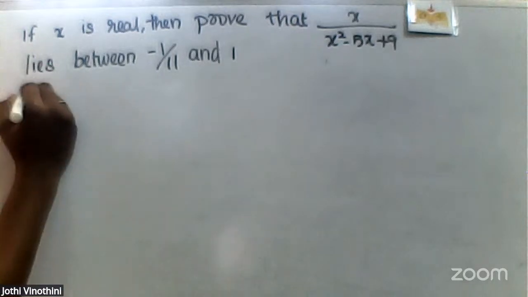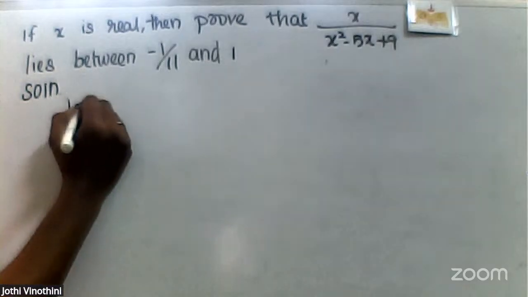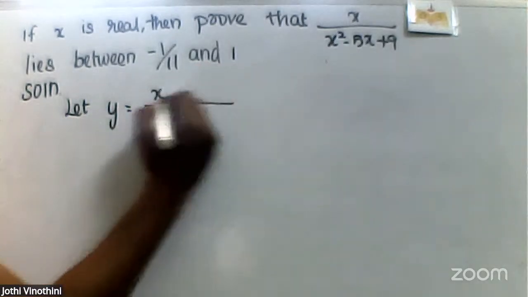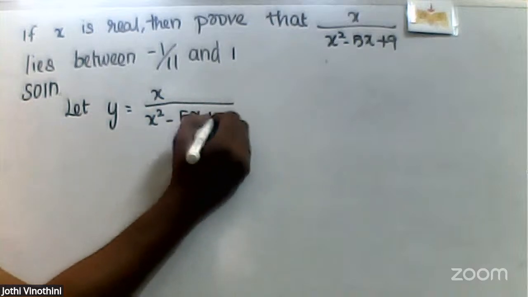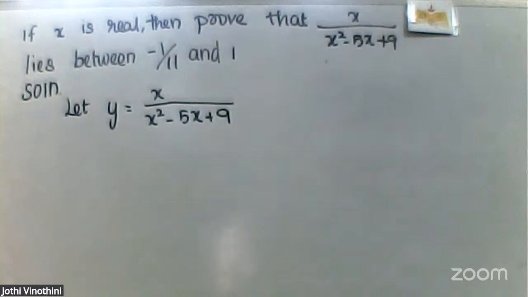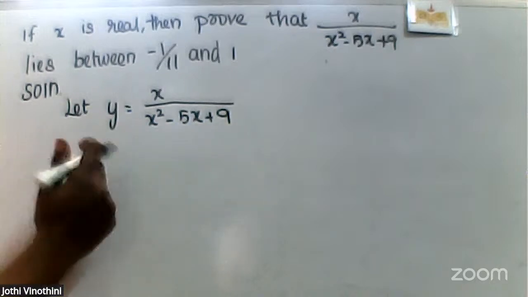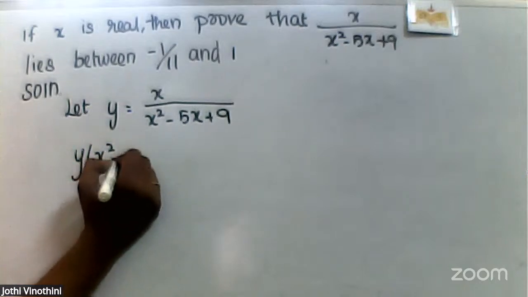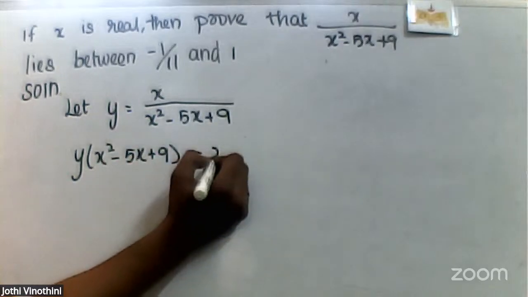Okay, solution. So what is the first step? Super. We have to equate the given equation to y. So let y equals x divided by x squared minus 5x plus 9. Now I am going to take this denominator to the left hand side. So it becomes y multiplied by x squared minus 5x plus 9, which equals x.